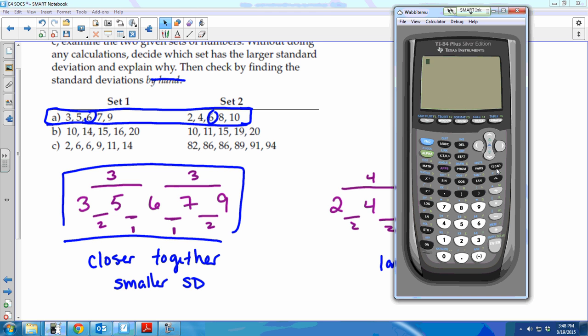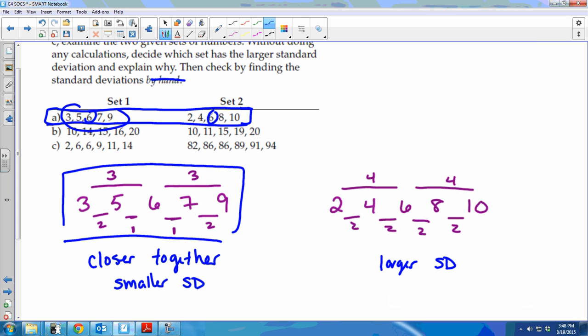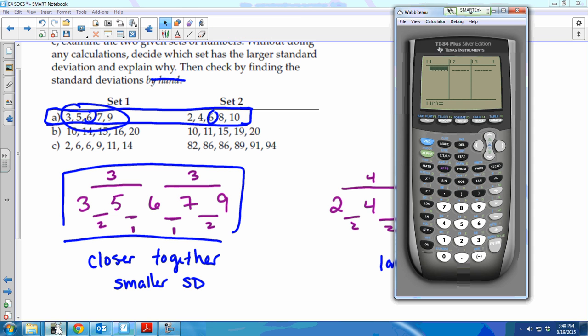So in order to find all the stuff in your calculator, the first thing you need to know is how to enter data into your calculator. So you go to Stat, and you click the number 1, Edit. Okay? Now you probably don't have anything in your list. I'm going to go ahead and put this first set in the calculator. So 3, 5, 6, 7, 9. All right? Then you can hit second quit, and you're out of your list.